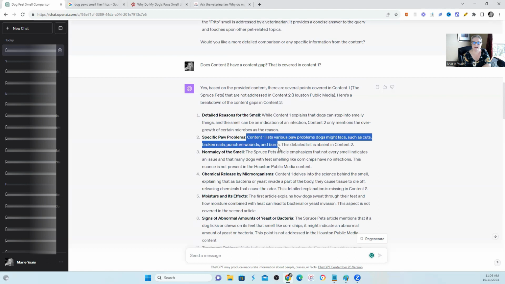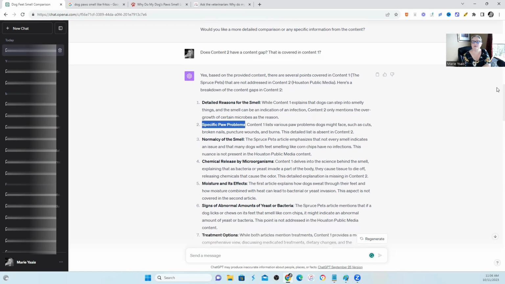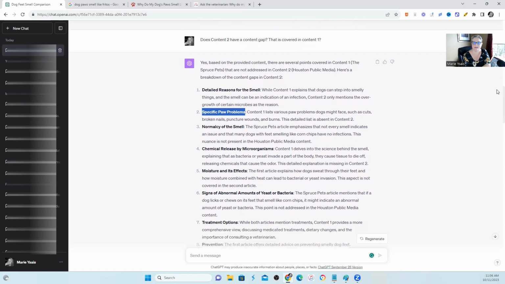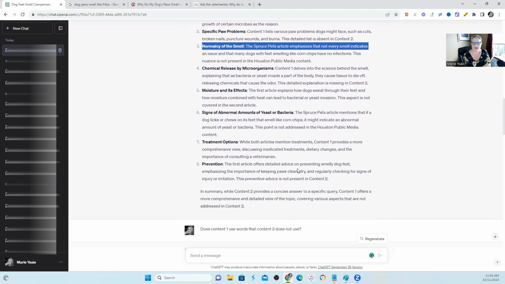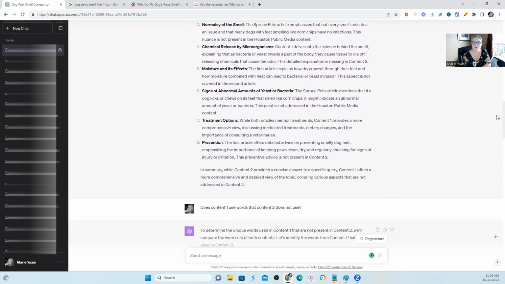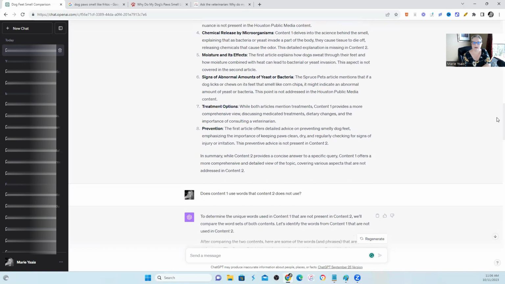So you can continue to read this. It really tells you what content 1 has, and then it says this detailed list in content 1 is not in content 2. Content 1 has specific problems, and it tells you what's in the list. If you wanted to ask another question, it would even rewrite that list for you if you wanted to then add it to content 2. It has, let's see, 7 or 8 different items that are missing in content 2 that were found in content 1. So they do have quite a bit of a content gap.